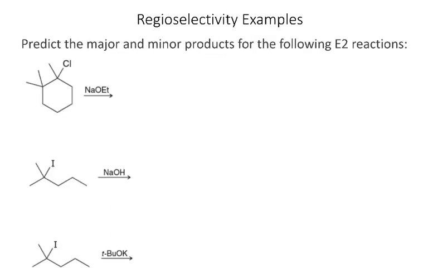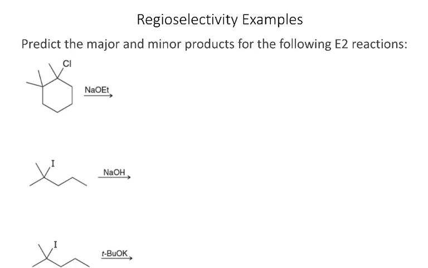All right, so let's look at a couple examples. We want to predict the major and minor products for each of the following reactions. So what we need to do is identify the beta carbons and see if they have any hydrogen atoms. In this first molecule, I have hydrogens here, and I have hydrogens here. I also have a beta carbon here, but this has got 4 bonds to carbon. It doesn't have any hydrogens, so we can't put the double bond here because there are no hydrogens here. So we can either get the double bond here, or we can get the double bond here.